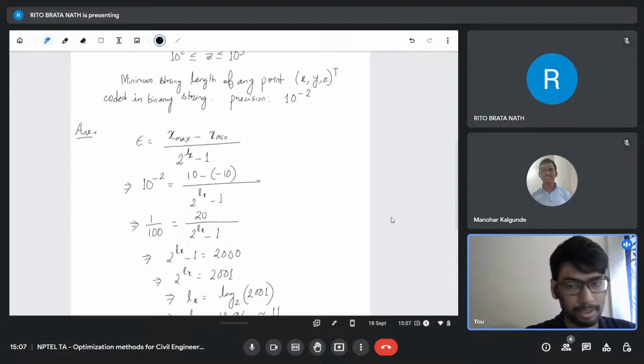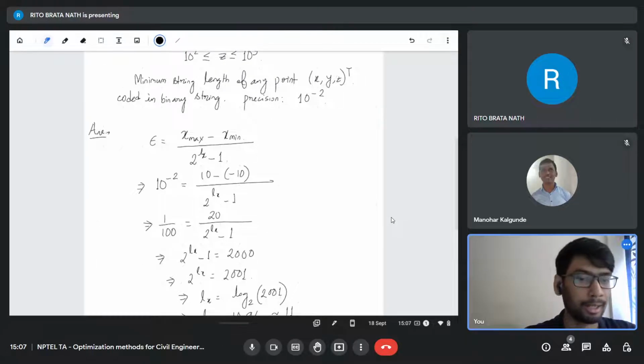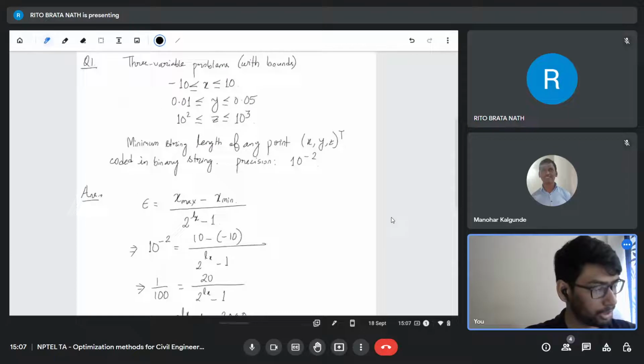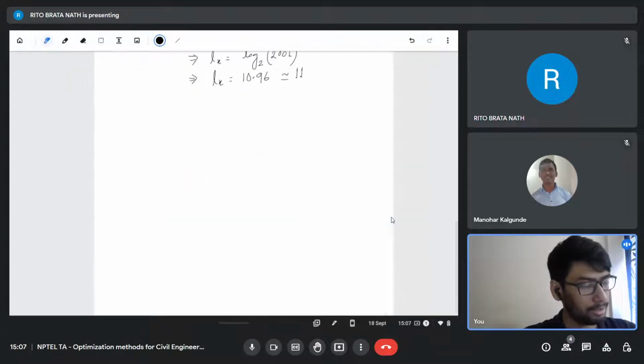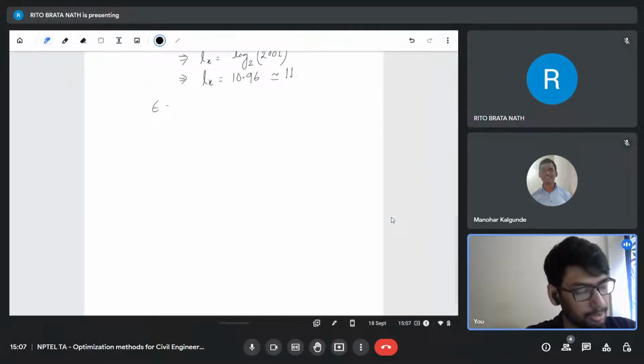Now you have to do this for Ly and Lz as well. For that, you can again write similar kinds of expressions. Epsilon is nothing but y max minus y min divided by 2 to the power Ly minus 1. So this is again 1 by 100.